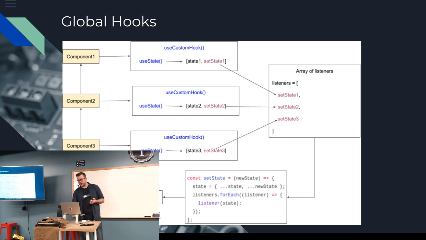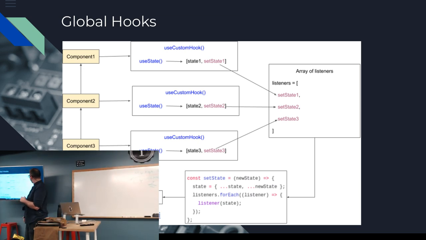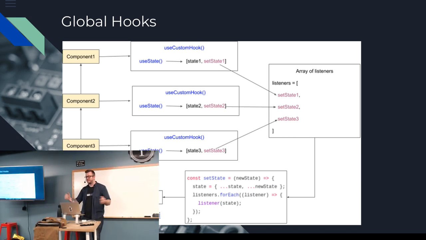The way this works is, I found this really nice diagram online. I did not make this. You just have your setState function, and you cycle through the listeners, and all the components which use your custom hook can now have that same state reflected on each one, allowing for more synchronization.